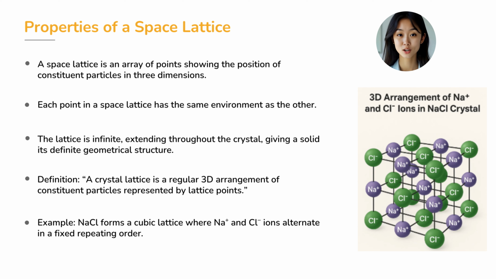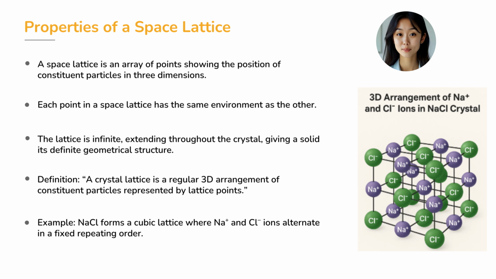In the NaCl structure, sodium ions and chloride ions alternate in a highly organized way, producing a cubic pattern that repeats throughout the solid. It is this repeating geometry that gives solids their definite shape and external crystal form. Now let's zoom into the smallest representative of a crystal, the unit cell.